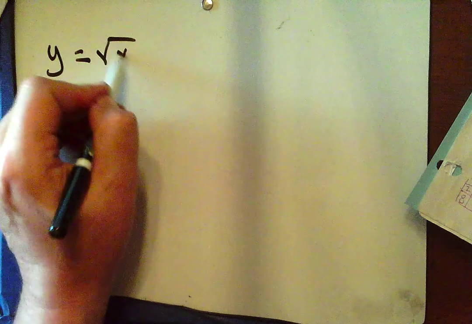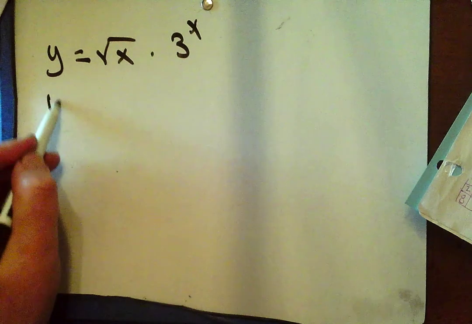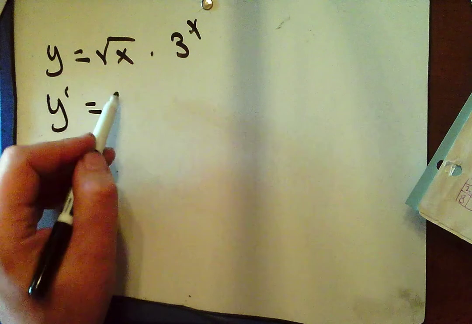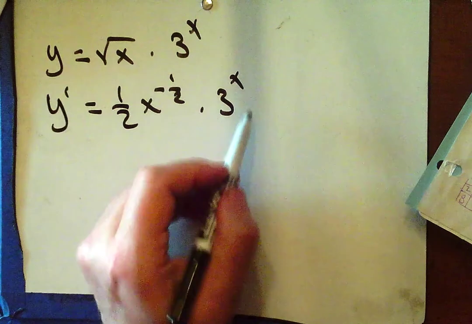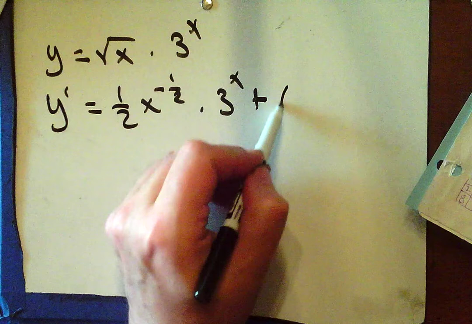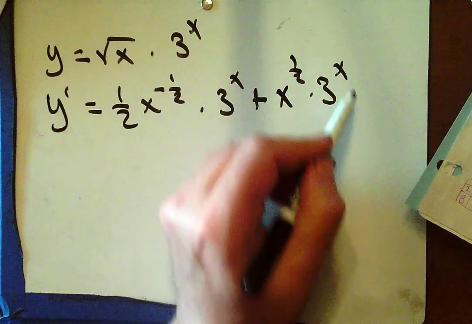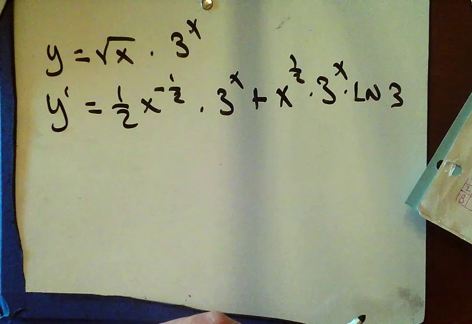How about y equals square root of x times 3 to the x? Well, y prime, I see product, it's going to be product. So, what did I get? Well, 1 half x to the minus 1 half times 3 to the x, that's the derivative of this times that, plus that, x to the 1 half times the derivative of this, which is going to be itself, times, what was that again? Yes, exactly, ln of 3.